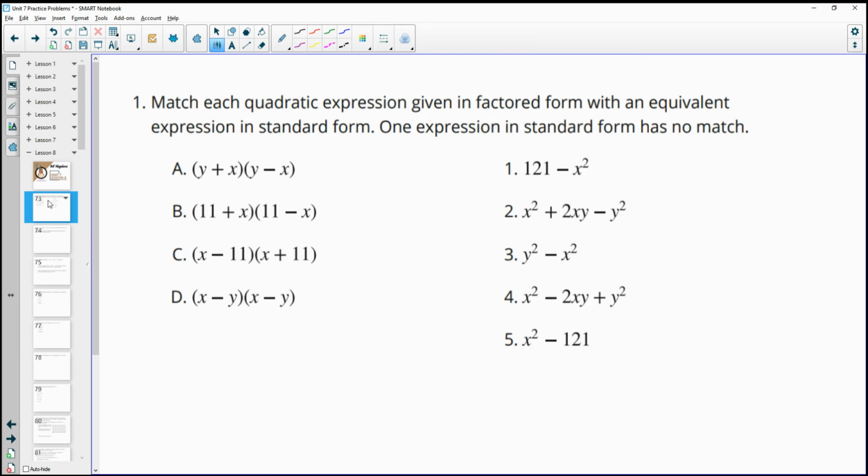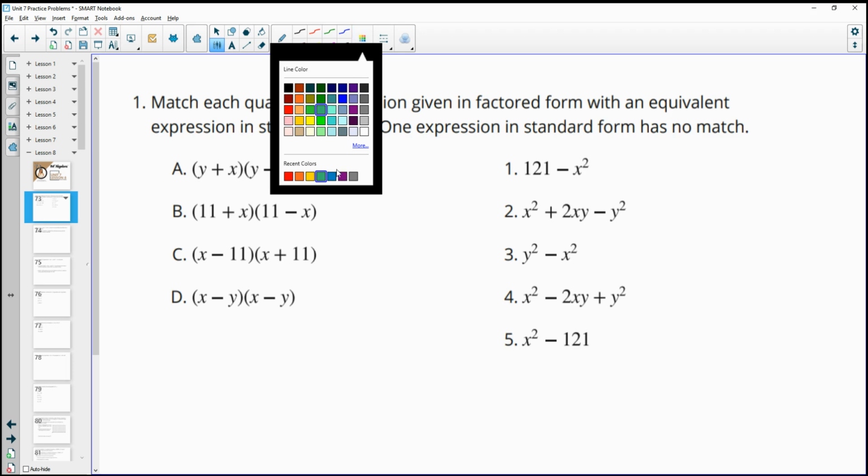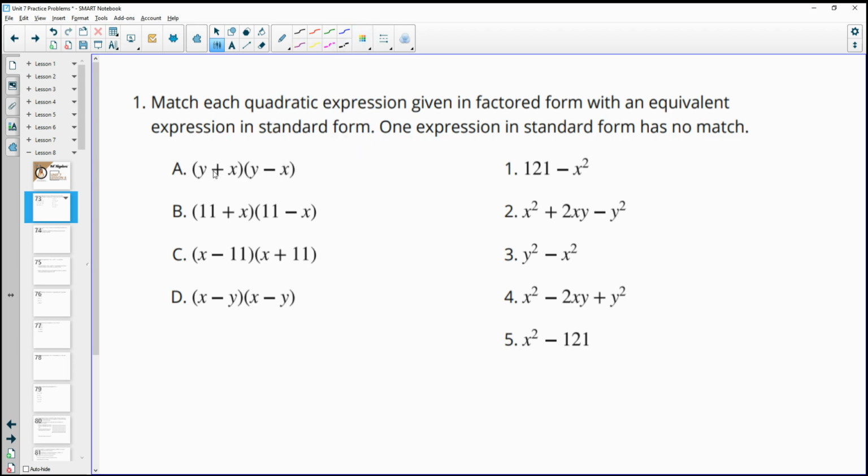Number 1 says match each quadratic expression given in factored form with an equivalent expression in standard form. One expression in standard form has no match. So if we take a look here, you can do this a couple different ways. You can multiply these all the way out using area method, or you can use some of the shortcuts that you maybe know from doing many of these.